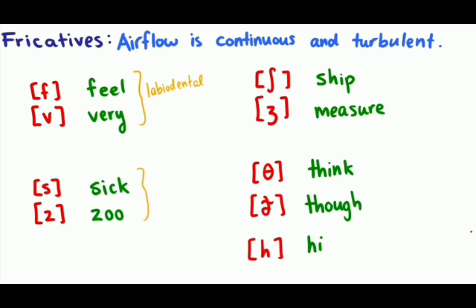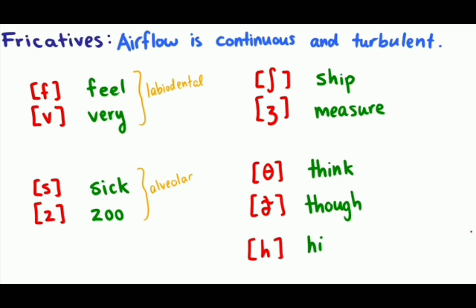Then there are "sit" and "zoo." So "sit" and "zoo," these are alveolar fricatives. So this is the same place as your T in your teeth. So "talk," "dog," "sick," "zoo," they're all made in the same spot.